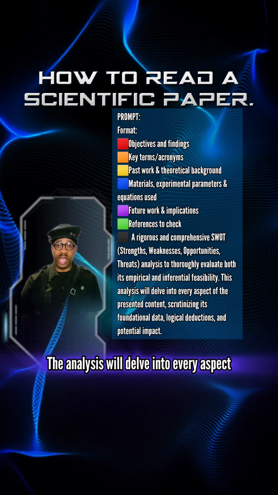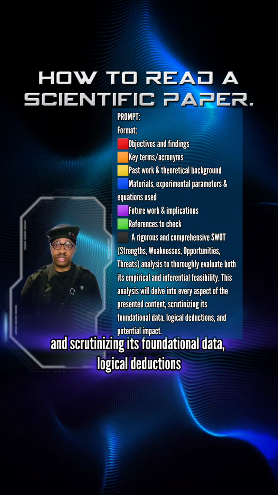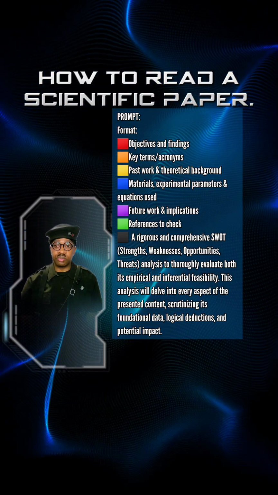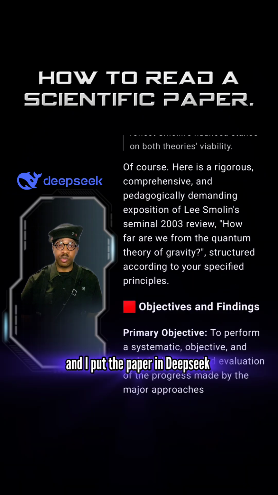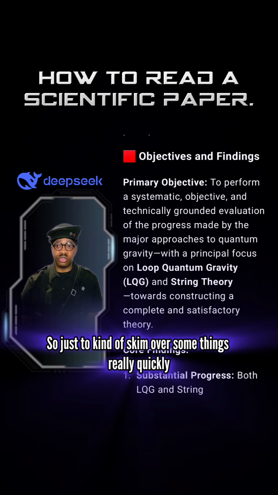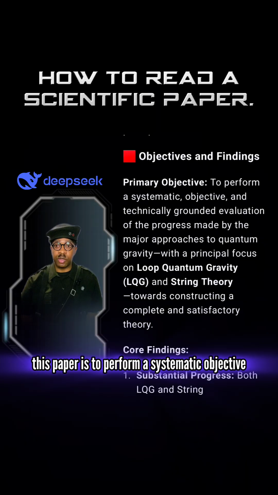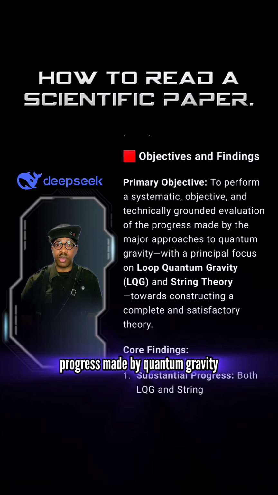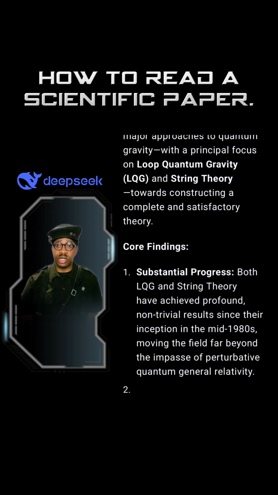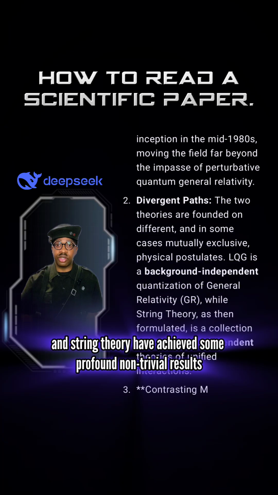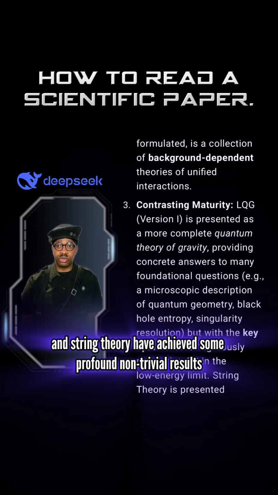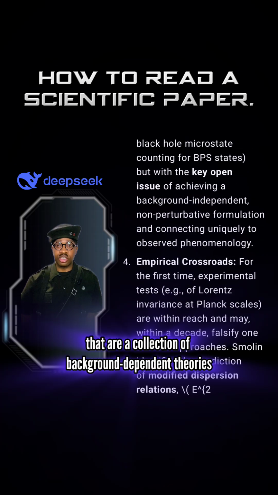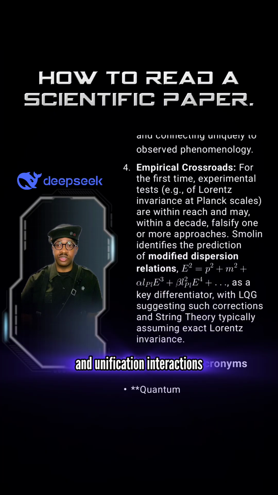The analysis will delve into every aspect of the presented content, scrutinizing its foundational data, logical deductions, and the potential impact of this paper. Now, I already put the prompt in and I put the paper in Deepseek. So just to skim over some things really quickly, the primary objective of this paper is to perform a systematic, objective, and technically grounded evaluation of the progress made by quantum gravity. Some of its core findings include the notion that both loop quantum gravity and string theory have achieved some profound non-trivial results. The two theories have very divergent paths, a collection of background dependent theories and unification interactions.